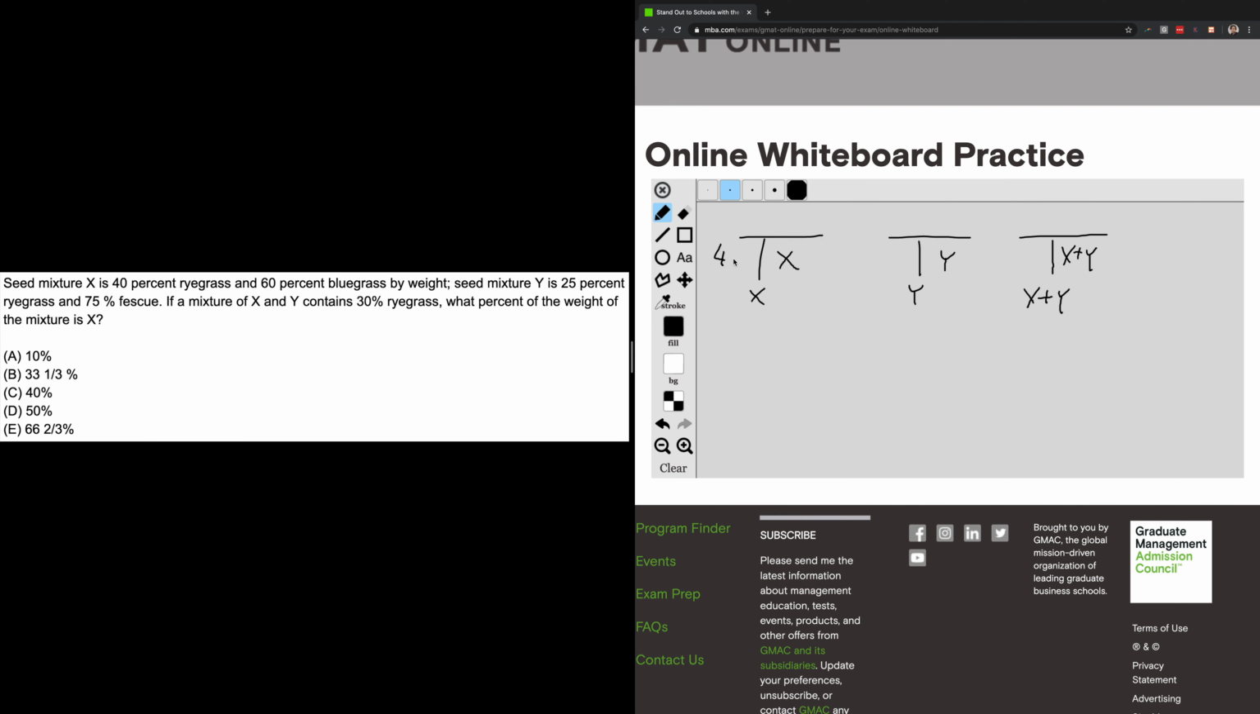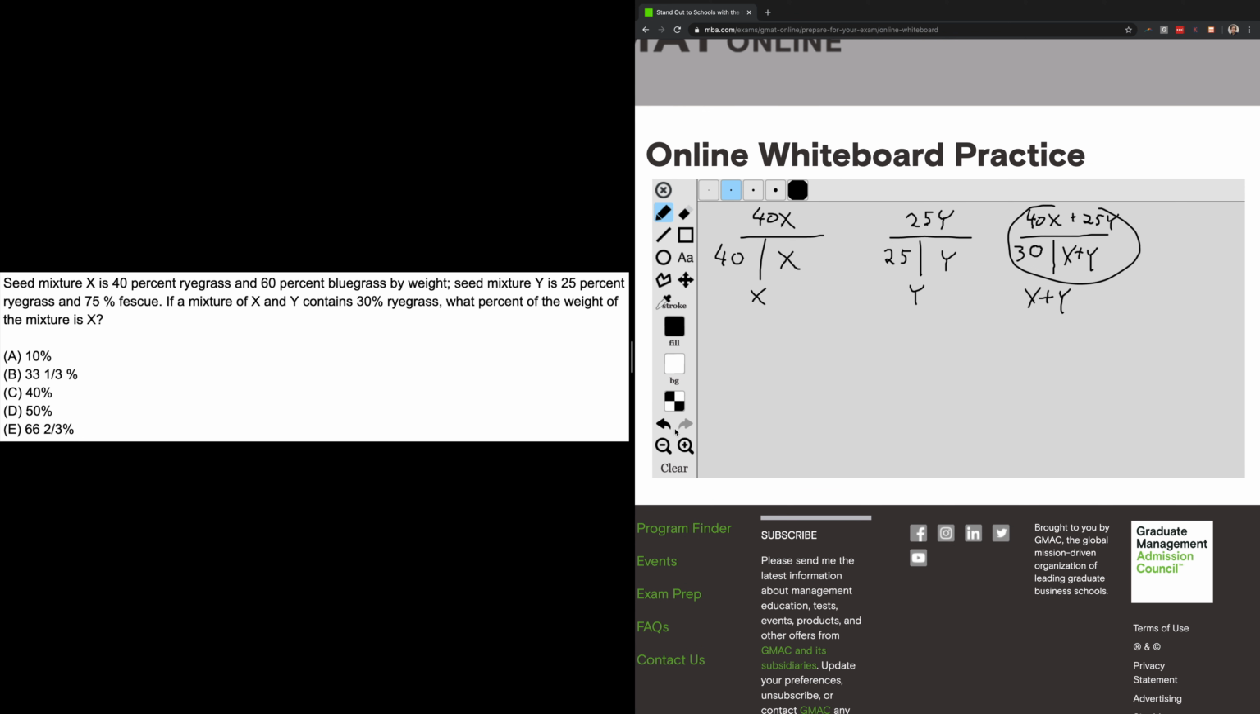We know that 40% of this total is ryegrass. And those bottom two boxes, the product always equals the top. And we could do the same thing here. 25% of Y is ryegrass, and so the total ryegrass is 25 times Y. The other inference you always make is that these top two boxes sum to equal this total. So that total is this. And now we can put in that last piece of information that the combined mixture is 30% ryegrass.